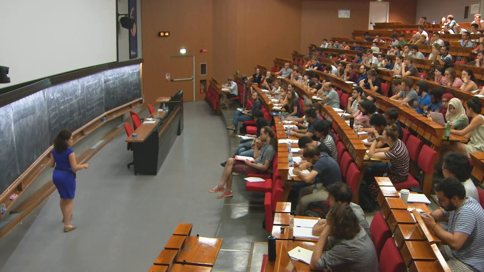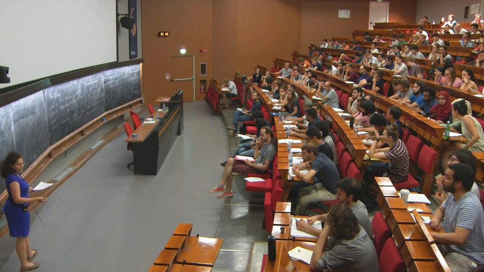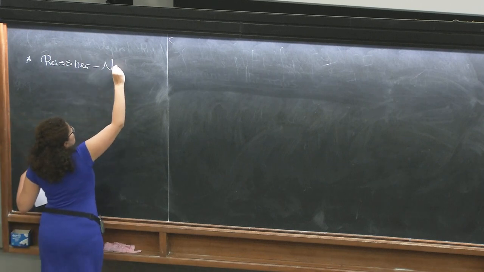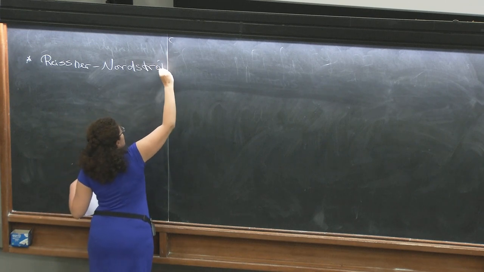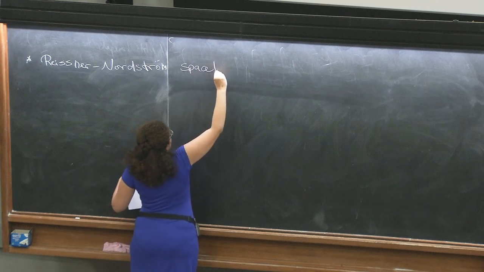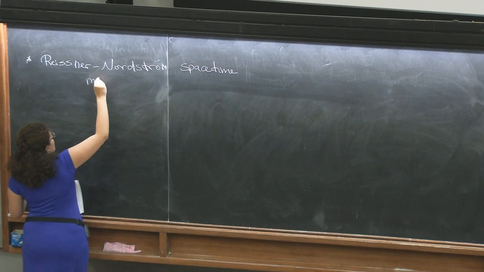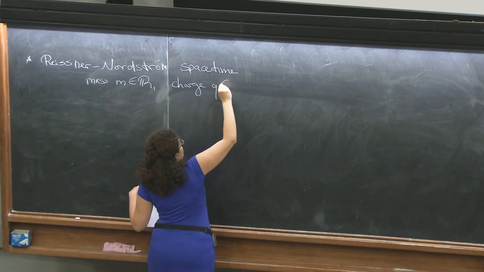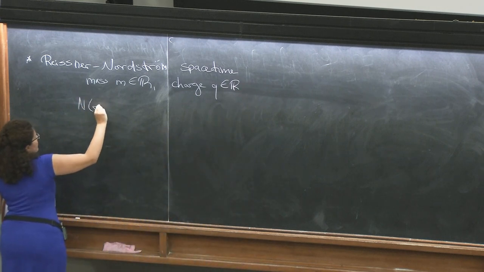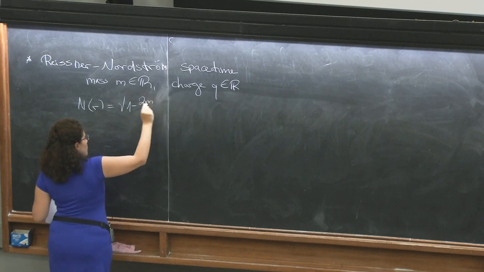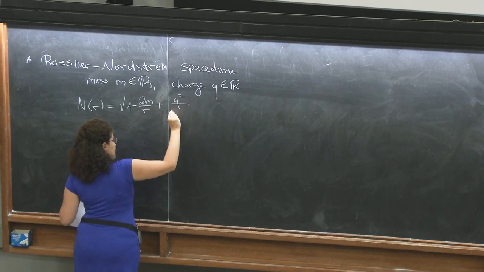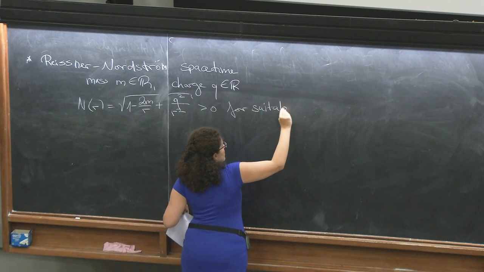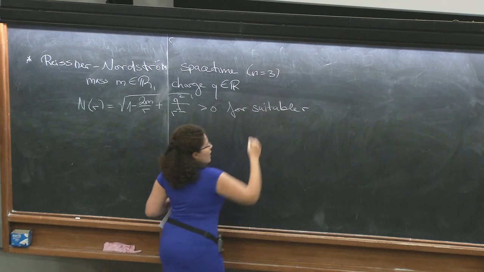So another spacetime you might have come across that has this form is the Reissner-Nordström electrically charged spacetime. And we'll very briefly touch on that in the last class. And in that spacetime, there's a mass m and a charge Q. Think of an electric charge. And then the function N can be written as 1 minus 2m over r plus Q squared over r squared. Also positive for suitable r. Okay. This is, again, n equals 3. And there's a higher dimensional analog of this as well.